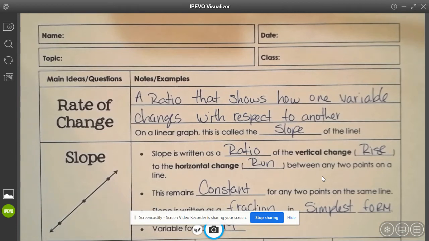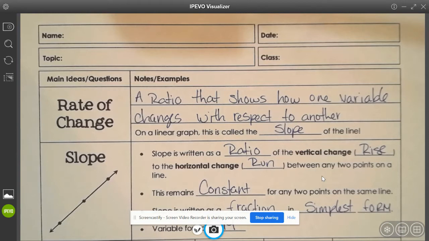Hey friends of algebra, we are learning this week about slope. It's an introduction to slope. So, what is slope? Slope is a ratio that is the vertical change over the horizontal change.